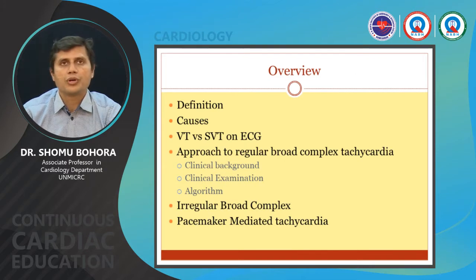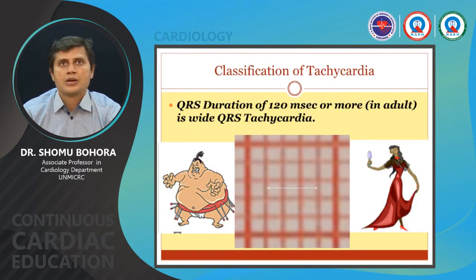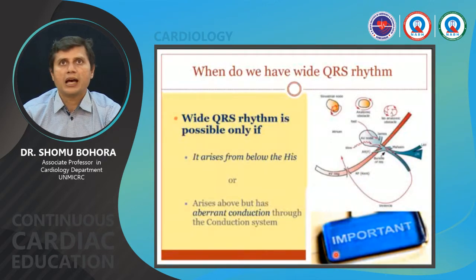So, overview of the topic, we will be discussing definition, causes, how to differentiate VT versus SVT on ECG, and how do you approach a regular broad complex tachycardia, going on to irregular broad complex tachycardia, and then pacemaker mediated tachycardias. So when do we say it is a broad complex tachycardia? If the QRS duration is more than 120 milliseconds in an adult, it is considered to be a wide QRS tachycardia. So when do we have a wide QRS rhythm?